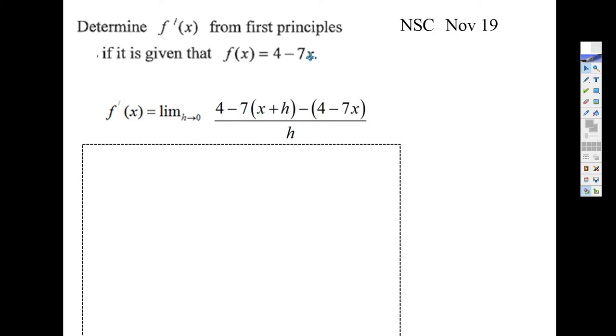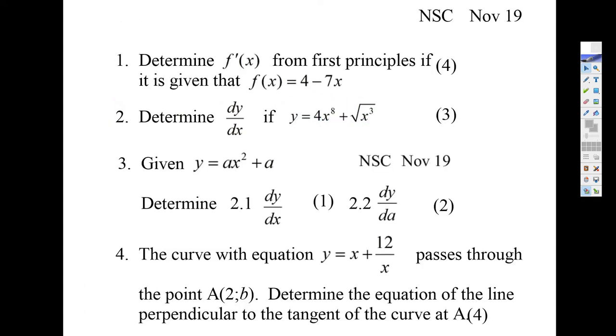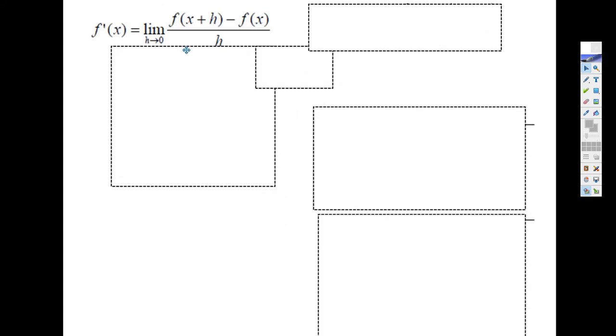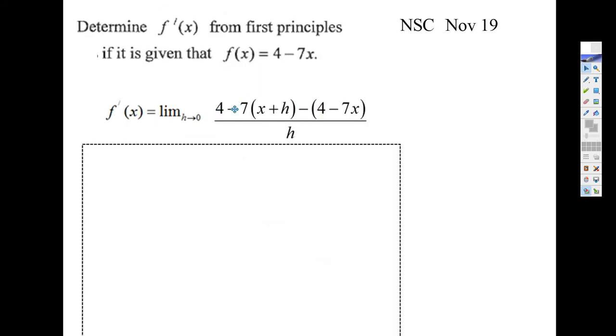You've got that formula in your formula sheet, and it tells you to go f of x plus h. So instead of x here, put x plus h. 4 minus 7 times x plus h. And then this is minus, this part here is just f of x. That's the formula that we have to do. The limit of f of x plus h minus f of x over h. You're given that formula, and that's all I'm using here. There's f of x plus h. I put x plus h in for x, and there's f of x, and I'm minusing it.